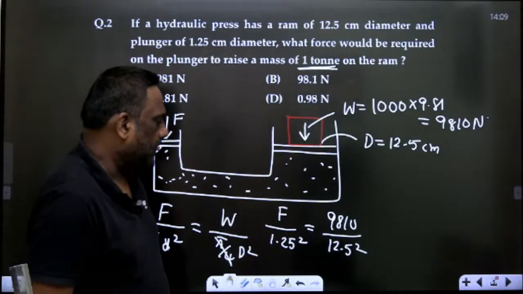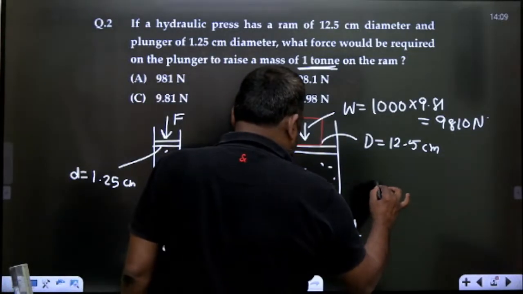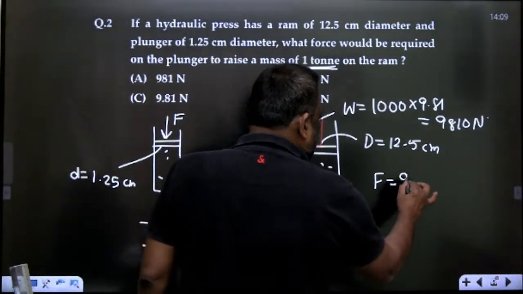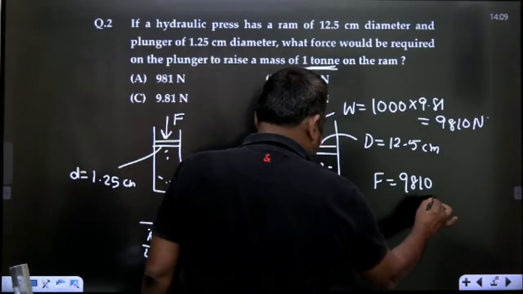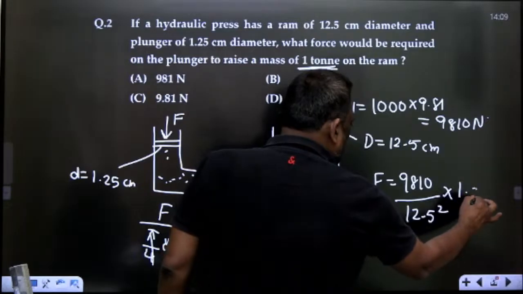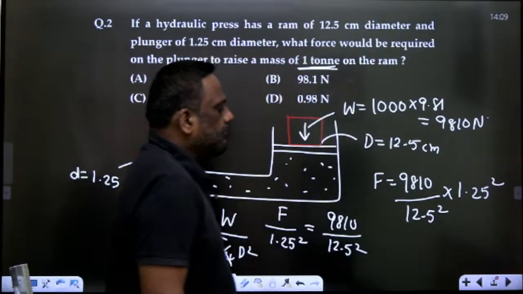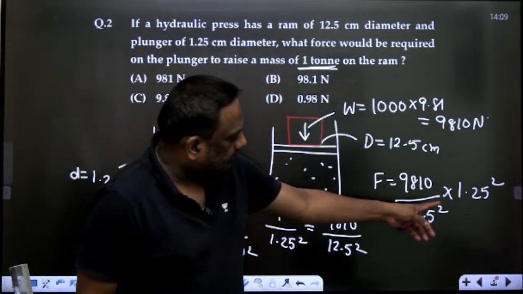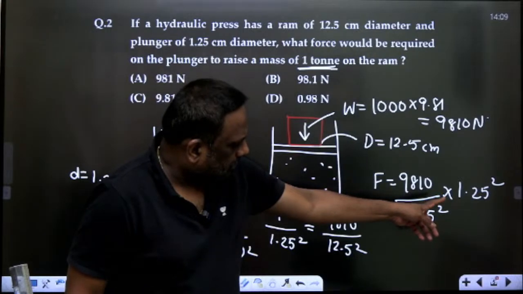Corresponding, ये ratio है, sir. तो कितना आएगा, sir? I think we can write F as 9. No need to use calculator. Please do not use calculator. 1.25 square. तो कितना आएगा सर ये? I think it is correct ना?